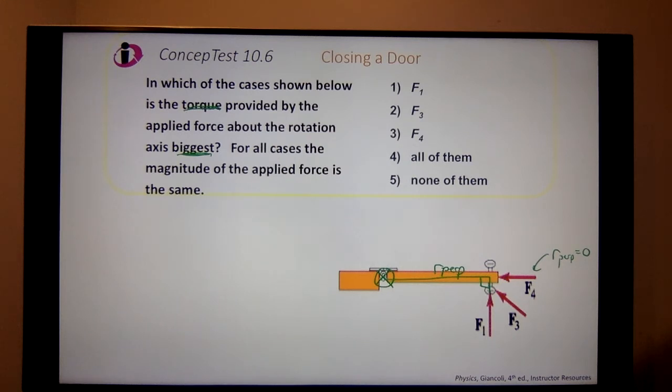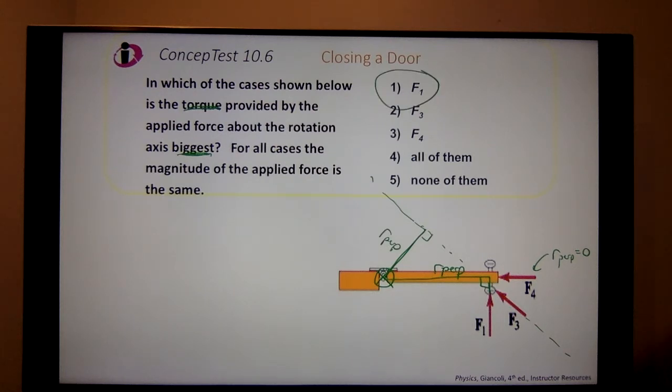And then for force 3, to draw a perpendicular line, I have to do something like this. Then R perp is going to be here for force 3. Well, the one that has the largest R perp is force 1, so it's going to give us the most torque. So R perp largest. Right? So let's work an example and see how some of this comes together.